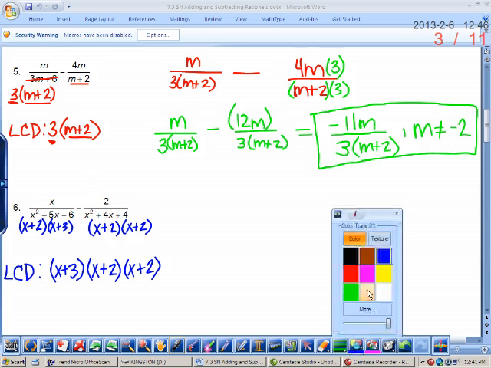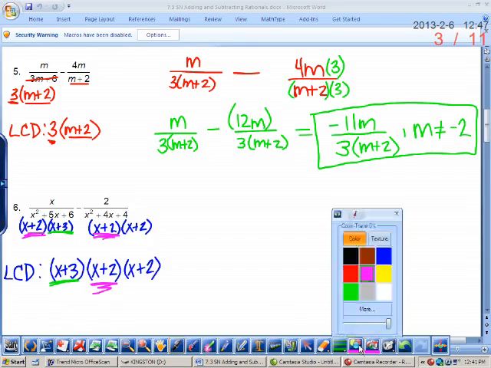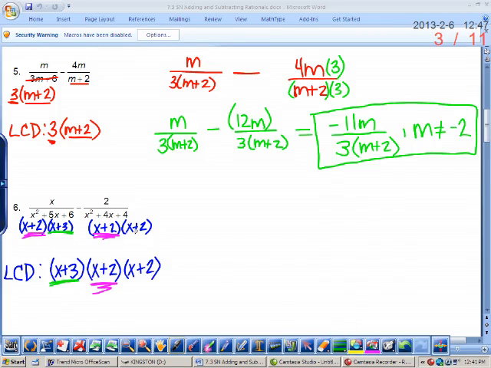Yeah, so think about it this way. Here is x plus 3 as a factor, and it's represented in our common denominator. Okay? Here's x plus 2 as a factor the first time, and it's represented in our common denominator. But we still have x plus 2 again, so we have to represent it again in our common denominator. Okay? Okay.